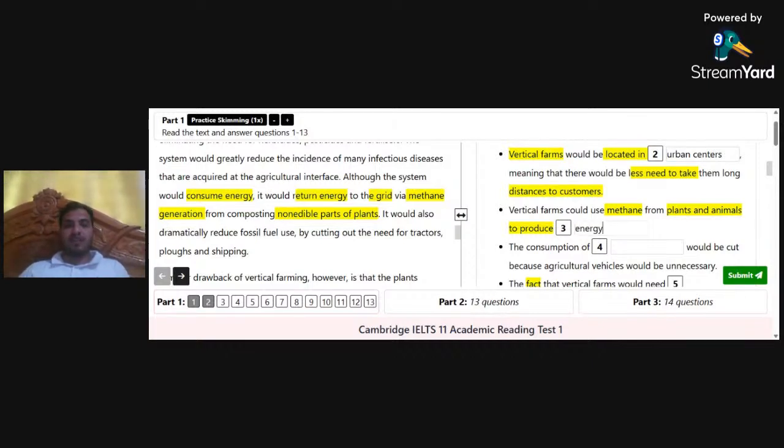A quite difficult paraphrasing here. Just try to understand what is being used. They are using methane. It is like I'm using the internet, so via methane, actually, they are returning energy to the grid. So it is just a very difficult type of paraphrasing.